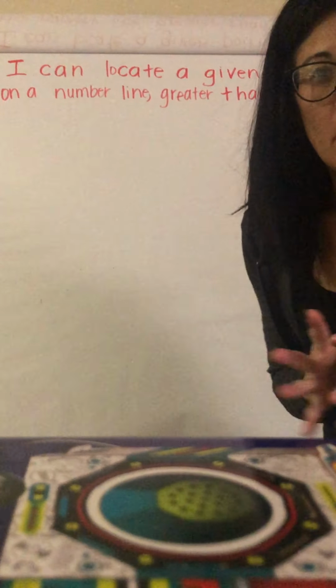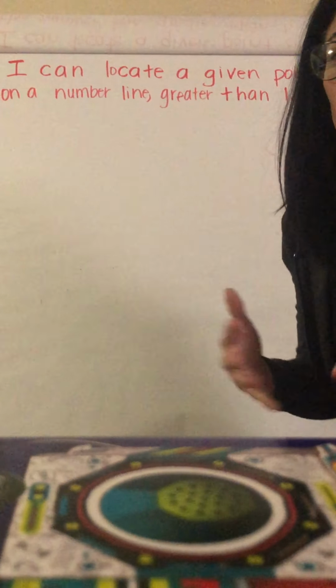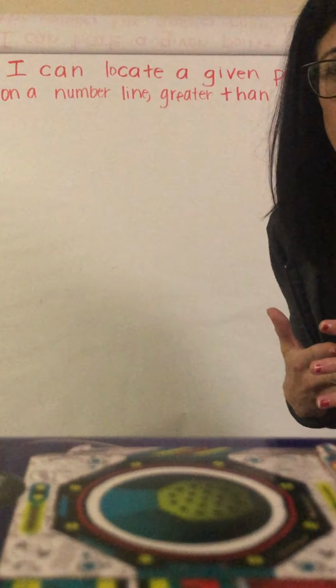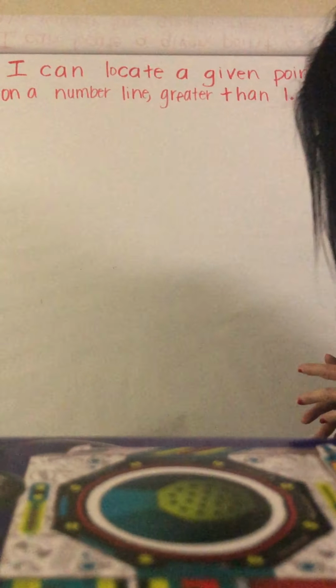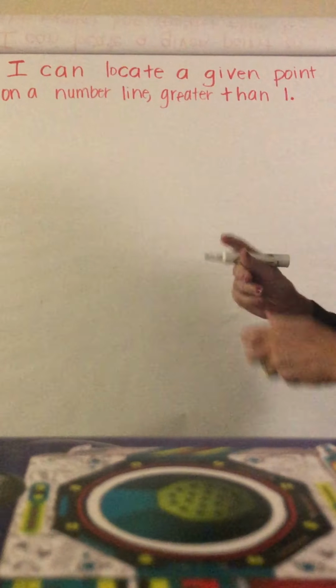So the first thing we're going to do today is we're going to break apart our number line so we can actually see what's happening when we're partitioning. So let's take a look.